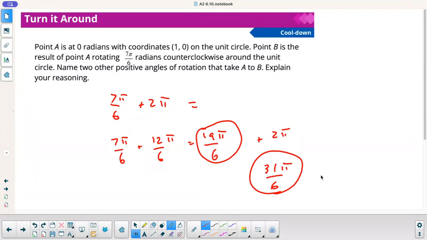So you could just keep adding 2 pi if I wanted to keep finding more angles. Those are actually called coterminal angles, okay? They're angles that are in the same position on the unit circle, but they're different angles.